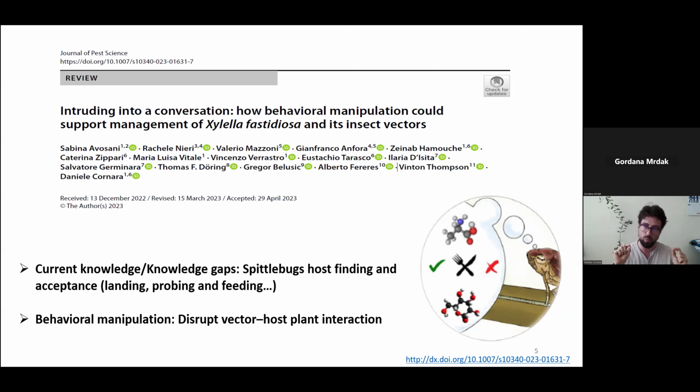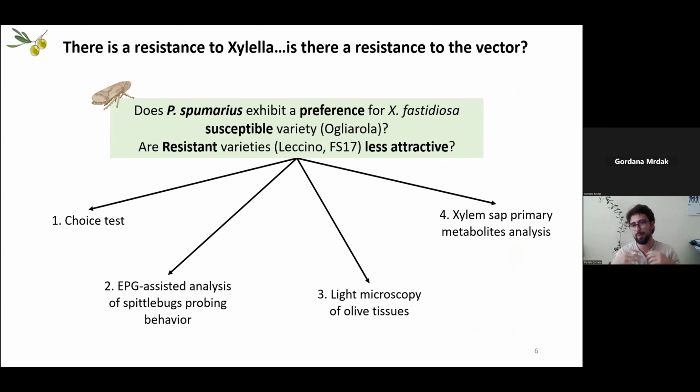So a research question of paramount importance is to identify the cues underlying the vector's activities. Basically, the main research question here is what makes a plant a suitable host for Philaenus? What are the cues driving Philaenus toward the plant? Honestly, it seems simple, but it's a very complicated question that requires a very long journey. And we started this journey with a much simpler question, just focusing on olive.